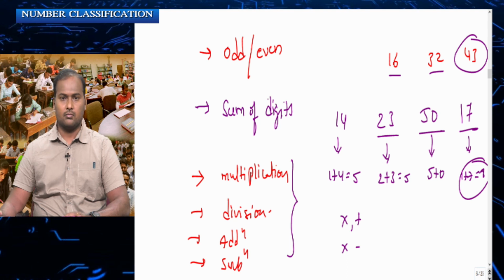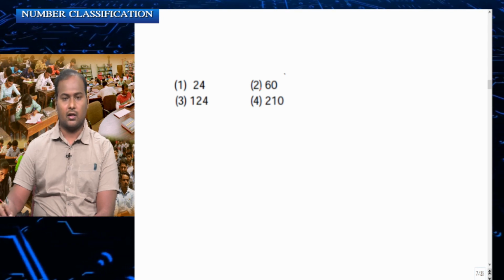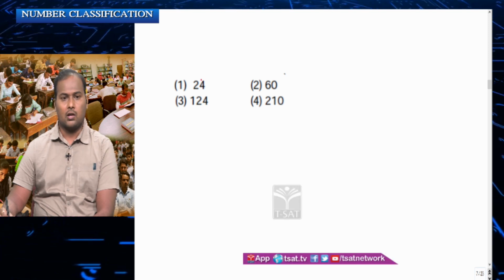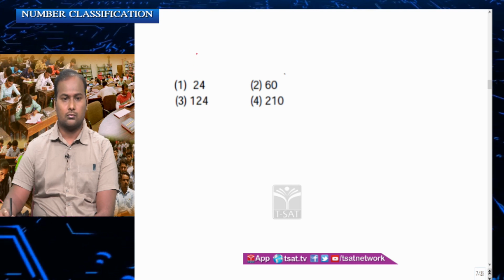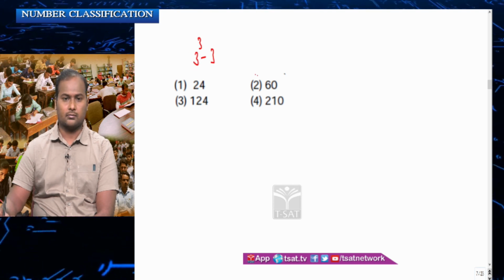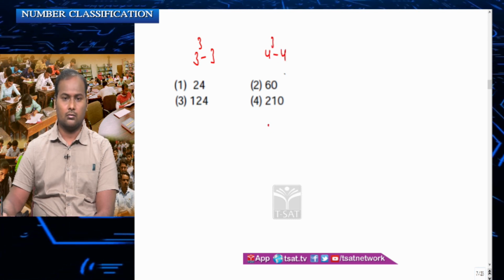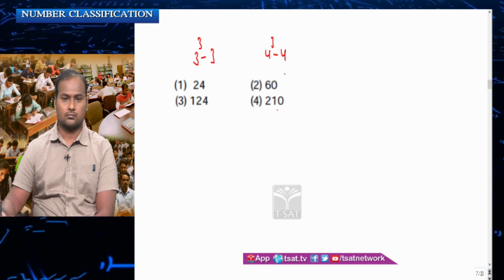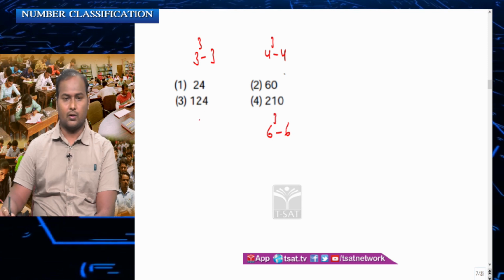So, let's see some questions. 24, 60, 124, 210. So, these are the numbers. The moment you see them, I already said that if you are able to remember these values near to cubes, you will get the answer very easily. 24. How can I write 24? 3 cube minus 3. 60: 4 cube minus 4. 210: 6 cube minus 6. The same way 124.